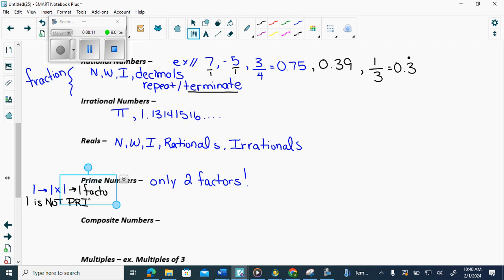So what am I going to put here? I'm going to say 1 is not prime. Why do you suppose I'm making a big deal of this? Do you think people think that 1 is prime all the time? Yeah. So people will list 1 as the first prime number. It is not.